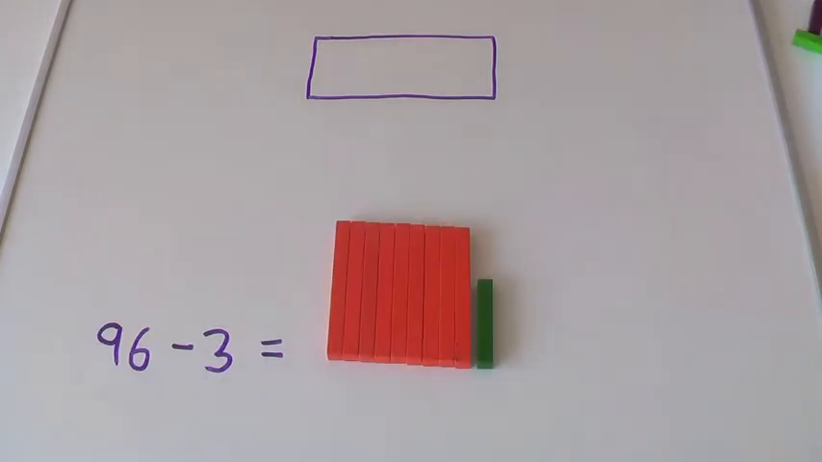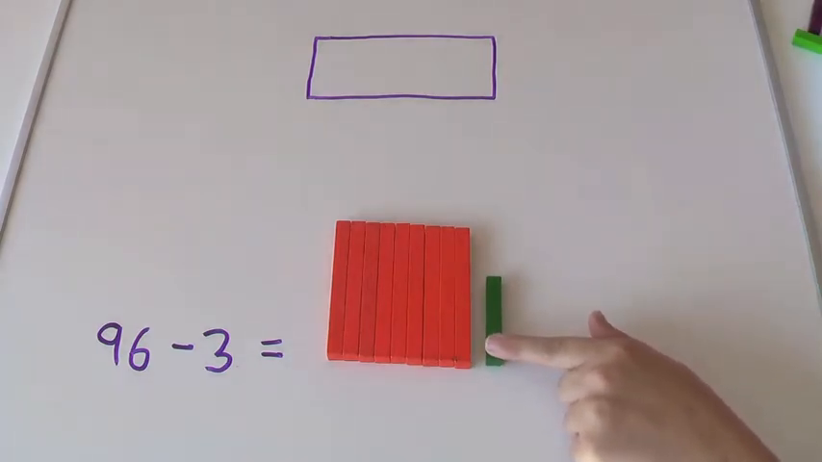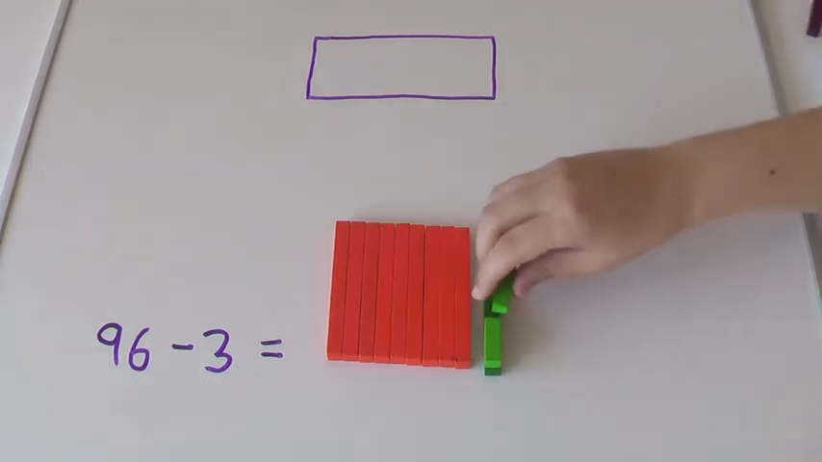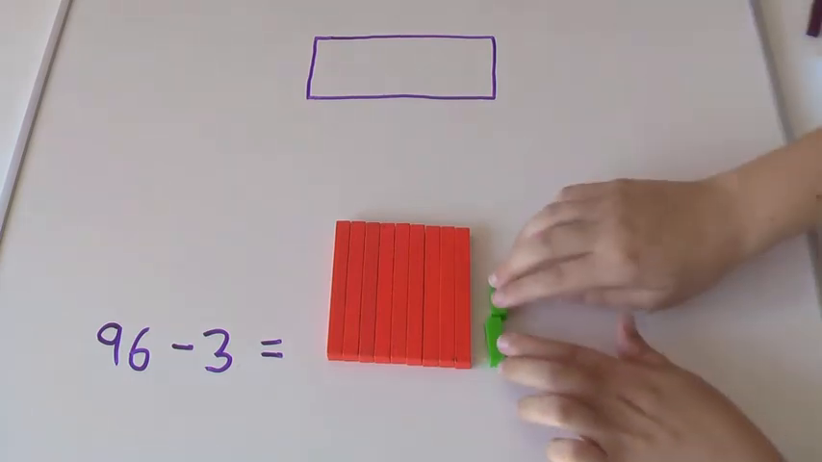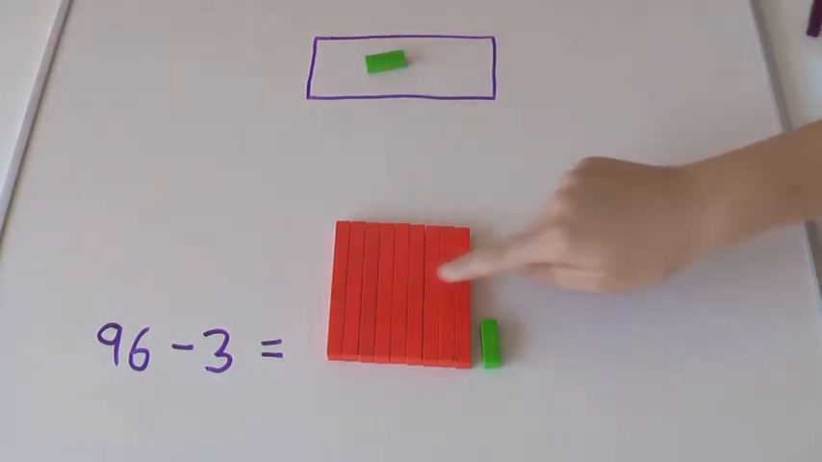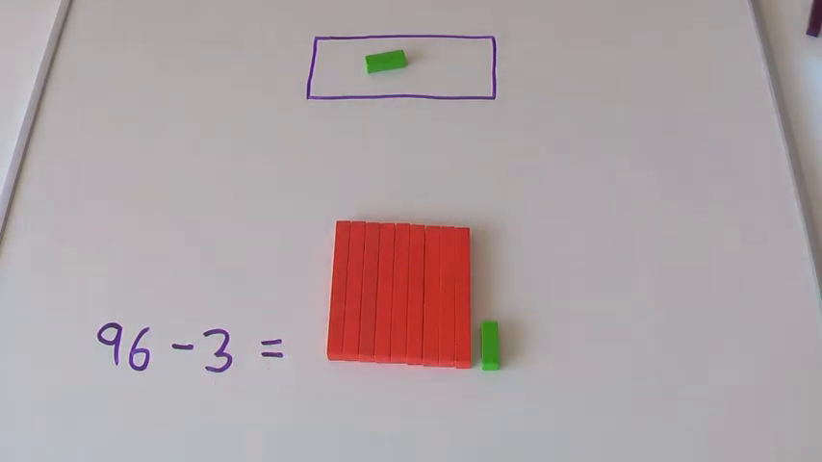All right, another one like that, 96 minus 3. So we can just take away 3 from this 6 here. So we will trade the 6 for 2 3s. So we still have 96, but now we can take away 3, and we're left with 93. So we're basically just doing the 6 minus 3 part.